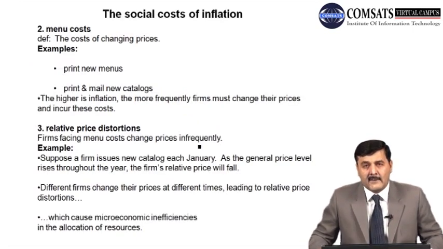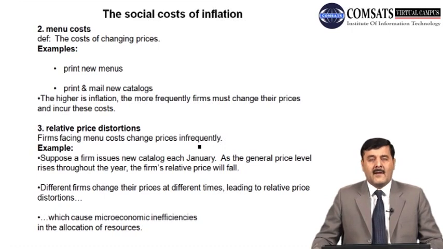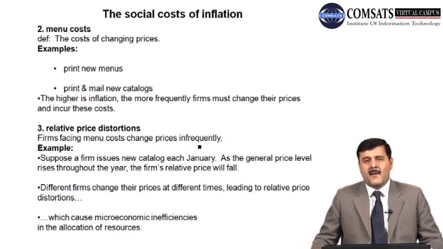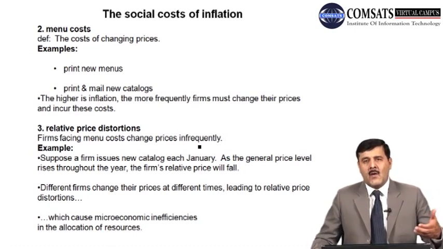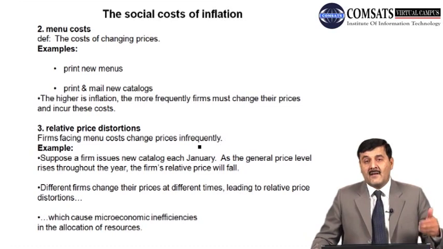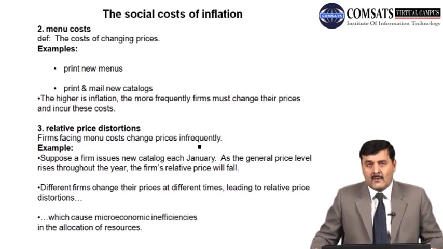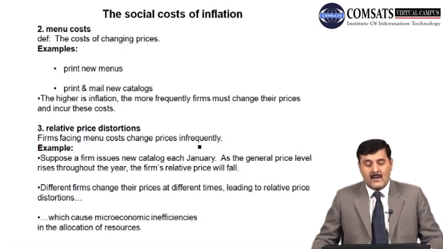Second is the menu cost, a social cost of inflation, the cost of changing prices. For example, printing new menus. So this menu basically comes directly from the restaurant example. Whenever there are frequent changes in the price level in the economy, frequent changes in the inflation rate, if we take the restaurant example, you have to print that menu again and again. So that is one type of social cost that the society has to bear, that individuals have to pay with the inflation rate.